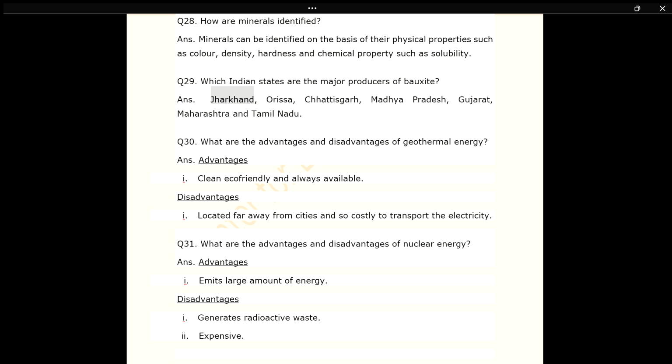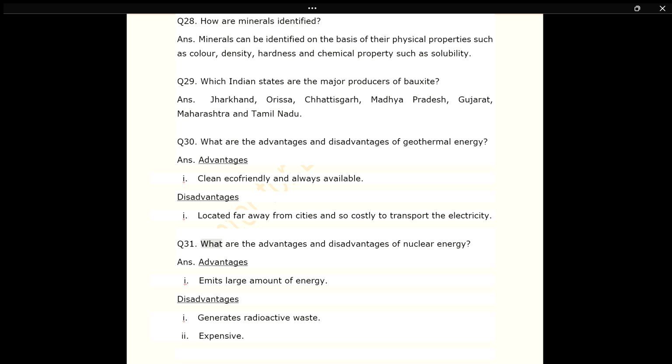Q29. Which Indian states are the major producers of bauxite? Ans. Jharkhand, Orissa, Chhattisgarh, Madhya Pradesh, Gujarat, Maharashtra and Tamil Nadu. Q30. What are the advantages and disadvantages of geothermal energy? Ans. Advantages: clean, eco-friendly and always available. Disadvantages: located far away from cities and so costly to transport the electricity.